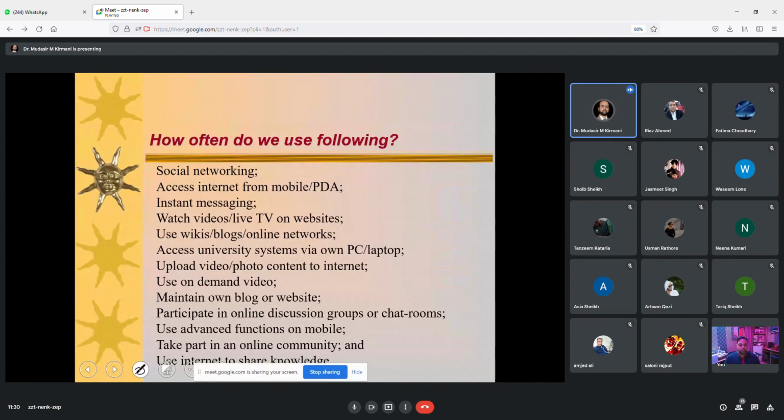So that's not the end of the story. There are a good number of social networking platforms which can help you in getting connected to communities. Like we do have ResearchGate, which is one of the platforms which helps researchers all across the globe to stay connected.